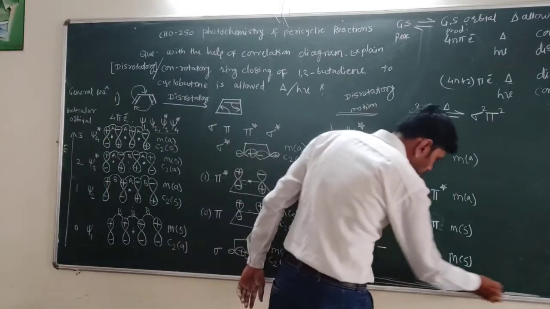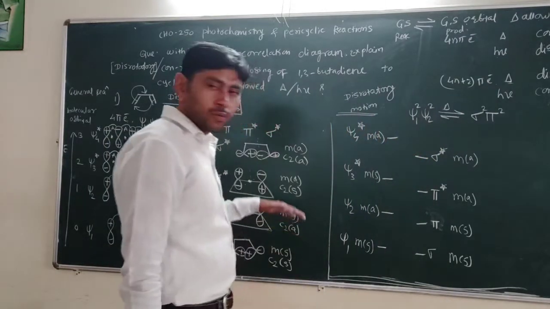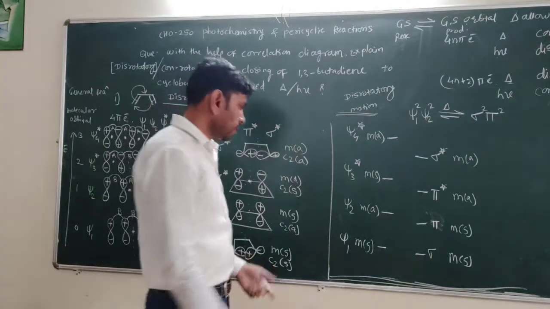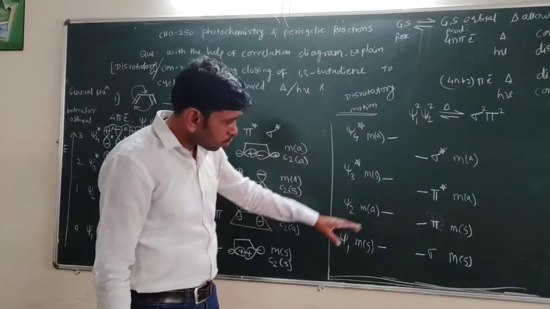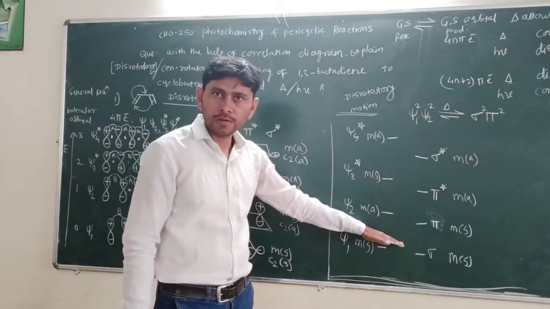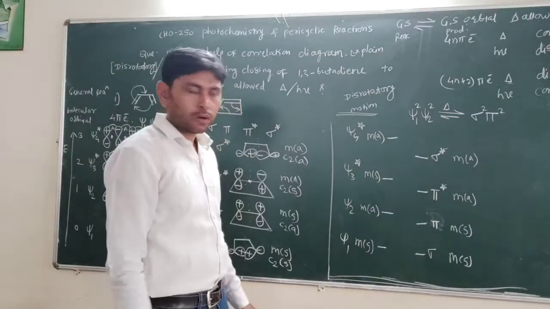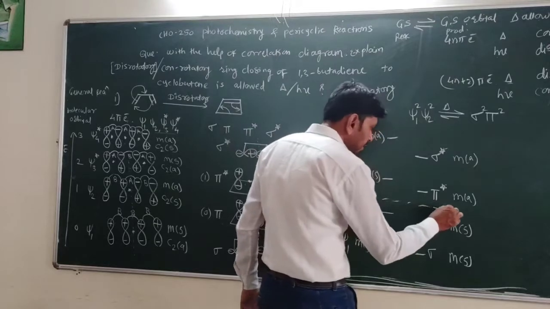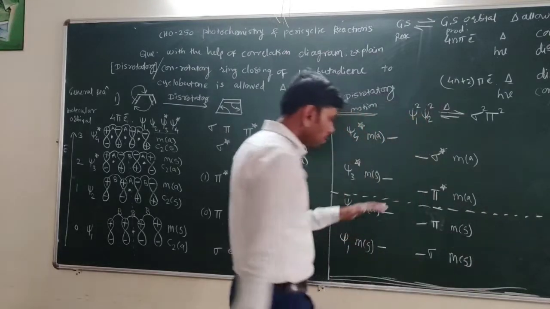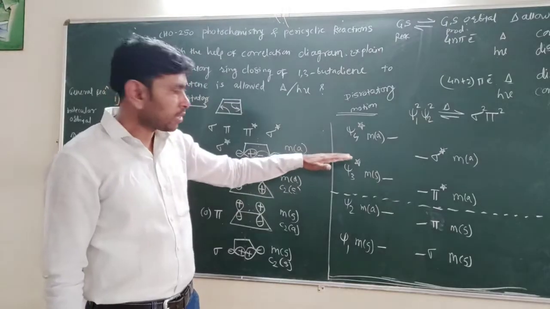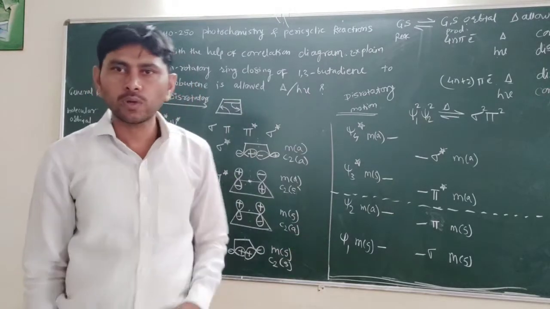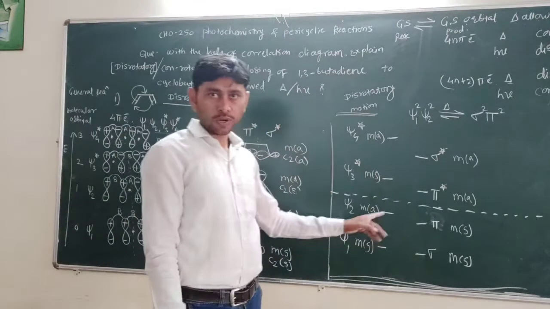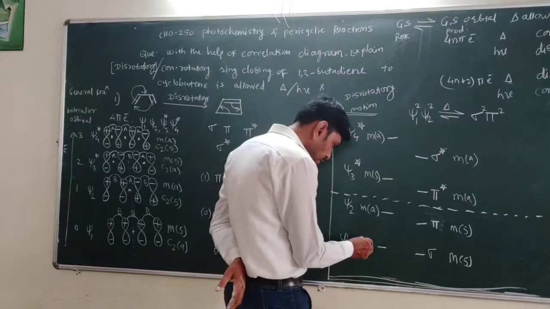Now when we have drawn these symmetries, we have to differentiate between the ground state and the excited state. The bonding molecular orbitals are the ground state orbitals, and the anti-bonding orbitals are the excited state orbitals. So draw the line between ground state and excited state. The orbitals above are excited state orbitals, and these are ground state orbitals. Now we have to correlate these. How can we correlate? Start with the first orbital.